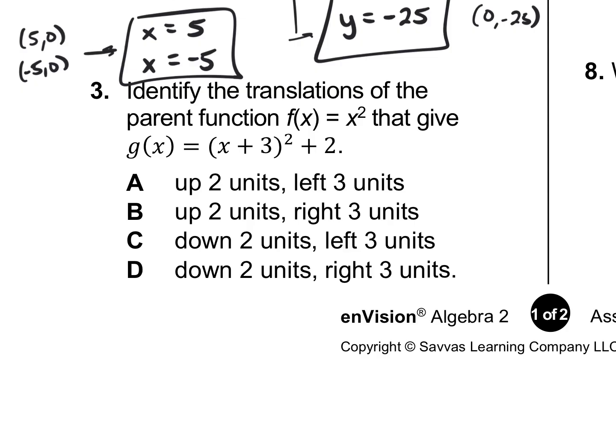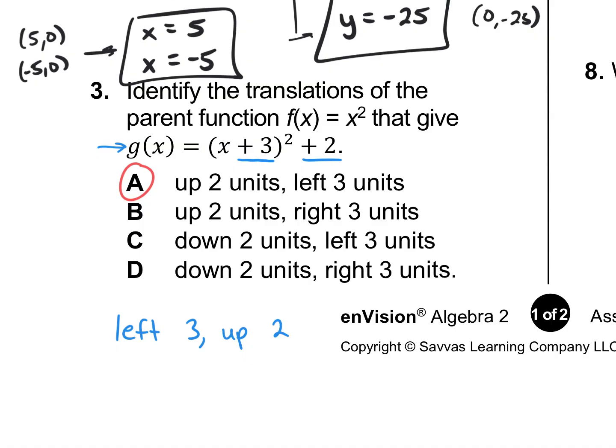How many things are happening in our new function here? There's 2 different things happening, right? What's this plus 3 do? It moves it left. Is this with the x value or the y value? X value. Do we think normal or opposite? Opposite. So we have to go left 3. What about this plus 2? Is that talking about the x or the y? The y. Do we think normal or opposite? Normal. So that would tell us up 2. So then pick which one. And I do agree it is A.